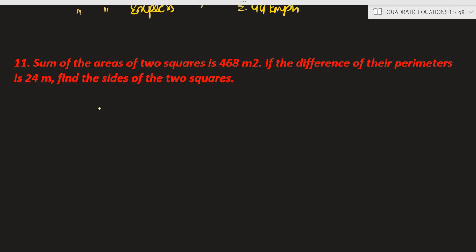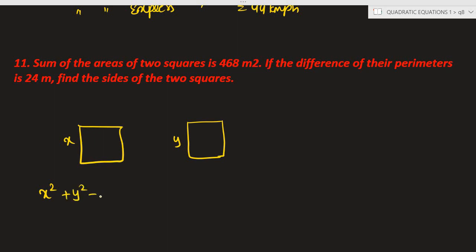The sum of the areas of the two squares. How many squares has he given? Two squares. What do you mean by a square? All the sides of the polygon are equal. Let the side of one square be x, and the side of the other square be y. The sum of the areas, by the formula side square, is x square plus y square is equal to 468, as he had given.